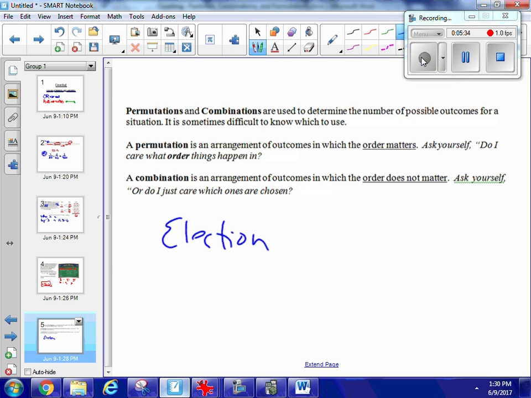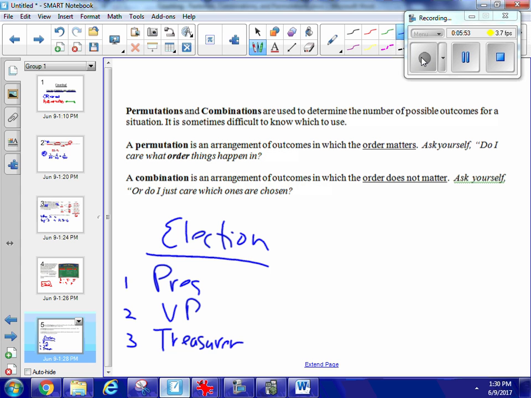And there's going to be a president, a vice president, and a treasurer. Well, the order, I mean, just thinking that this is like the number 1 person, the number 2 person, and the number 3 person, the order matters here. And if the order matters, I'm going to be dealing with these things called permutations. Don't worry, more examples coming along soon.